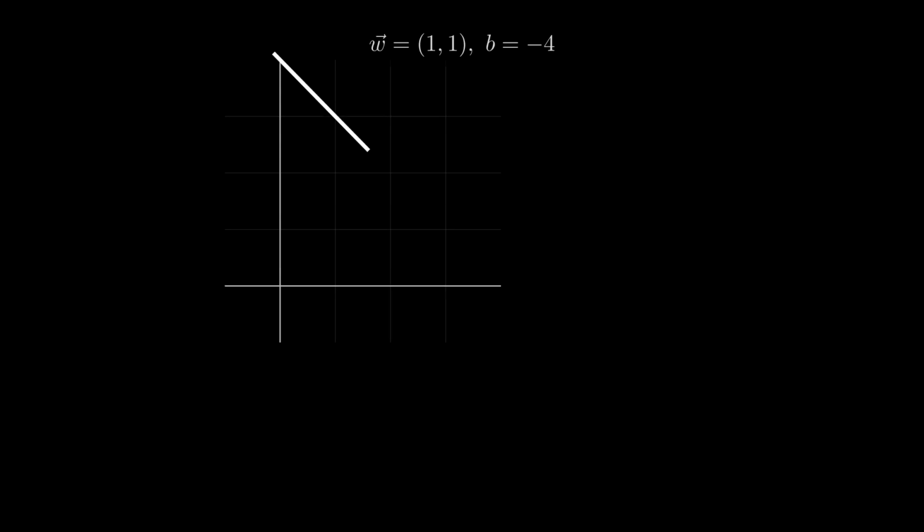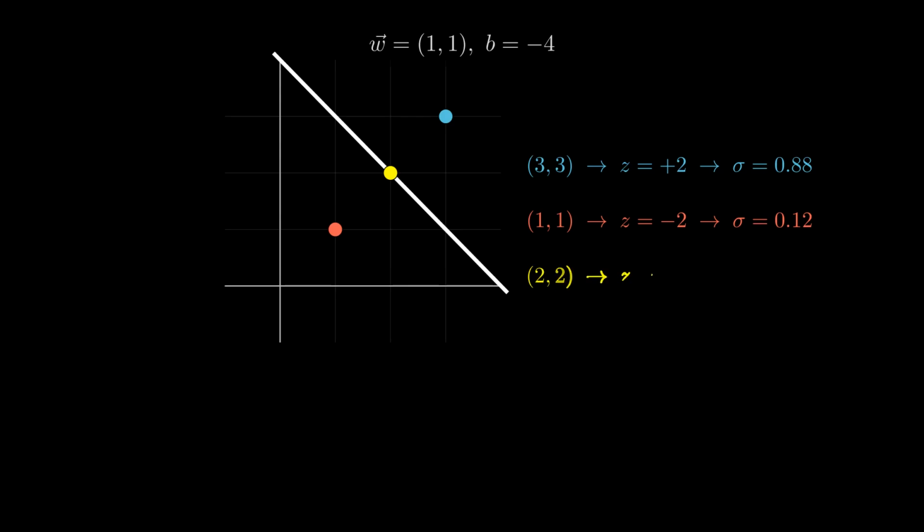Let's make it concrete. Say the weights are 1 and 1 and the bias is -4. The boundary is x1 plus x2 equals 4. Take the point 3, 3. z is 3 plus 3 minus 4. That's 2. Positive. So the neuron fires, and the sigmoid of 2 is about 0.88. Now the point 1, 1, z is -2, negative. The sigmoid gives about 0.12, class 0, and the point 2, 2 sits right on the line. z is 0, sigmoid 1/2. The neuron is perfectly on the fence.